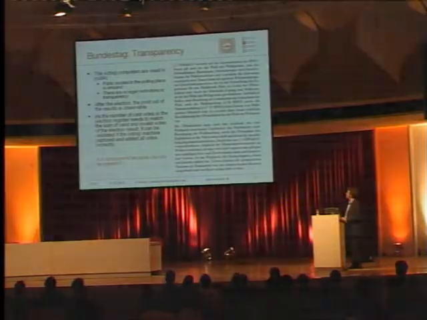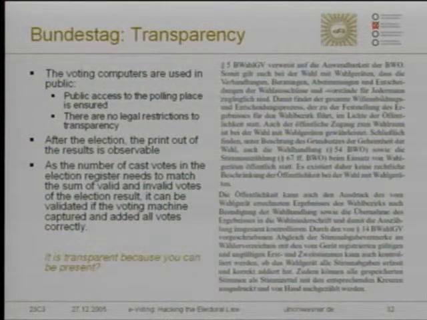Now, they do make some statements on transparency, and they say transparency is actually not violated because the voting machines are used in public. So even if you can't look inside the box, you can look at it. So that is how public elections or transparency is defined these days. And they also say that because you can check the sum of all votes counted by the election machine against the number of voters that actually voted, you can check whether the result is correct. So don't worry how the votes are distributed between the parties. If the total number is okay, the election is okay.